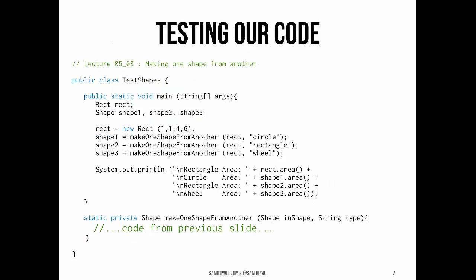Now let's have a look to see how this would work if we were actually using it. So in some class called test shapes, we'll have a main method, and we'll also have the method that we just looked at on the last slide, make one shape from another. So here's how we might call it. We might create a rect, and we might create 3 shape variables, shape 1, shape 2, shape 3. We make our new rect, giving it its x position, y position, and its length and width. And then we might call make one shape from another using circle, rectangle, and wheel. And then we could print the areas of each of our output objects, which are now pointed to by shape 1, shape 2, shape 3. We can see those references are returned from make one shape from another and are ultimately set to shape 1, shape 2, shape 3.